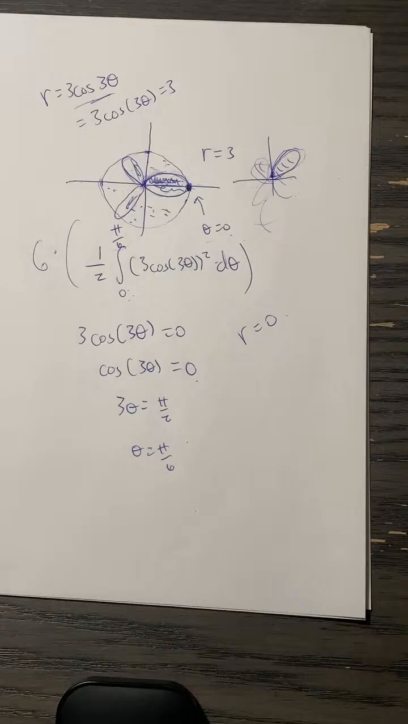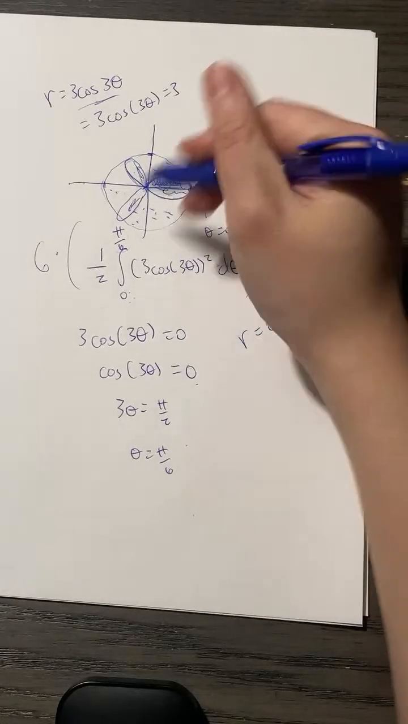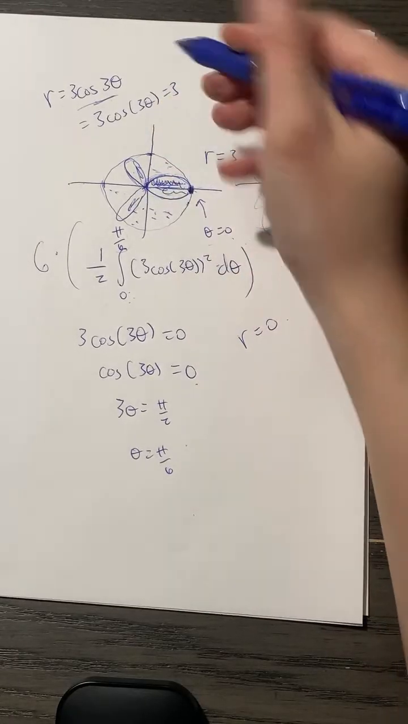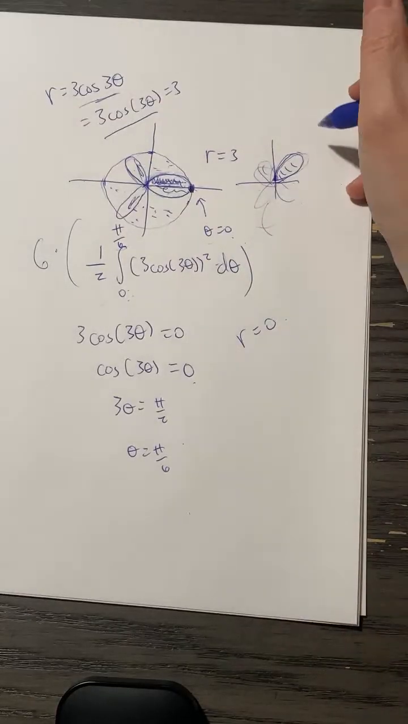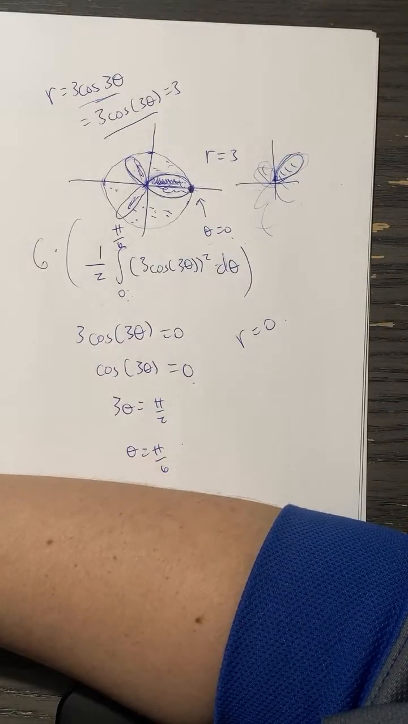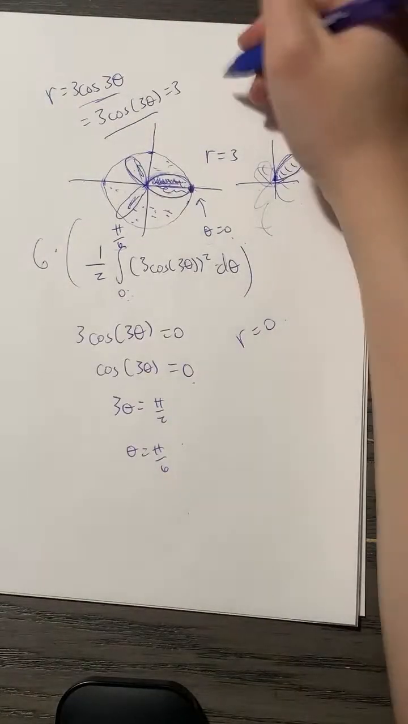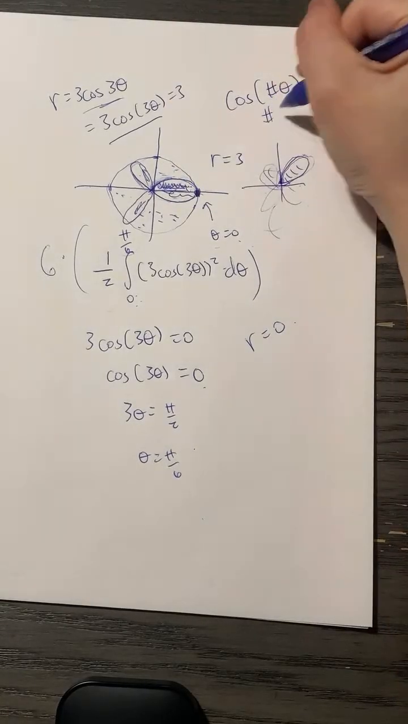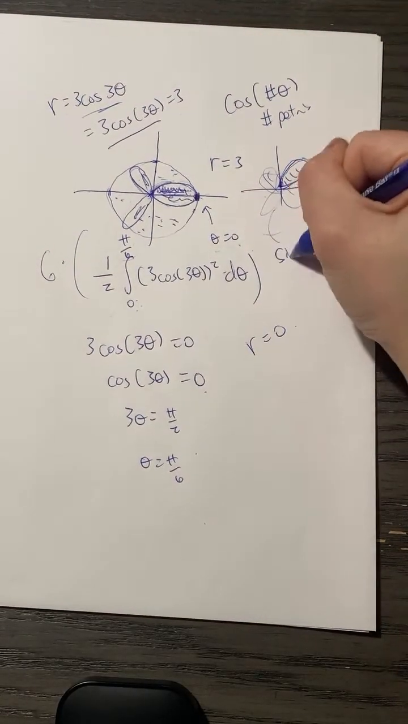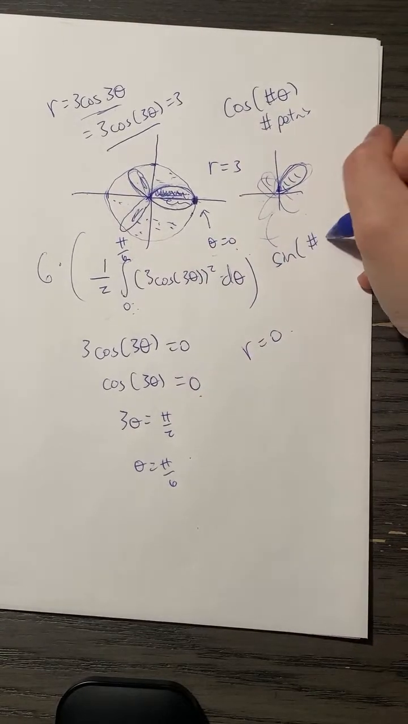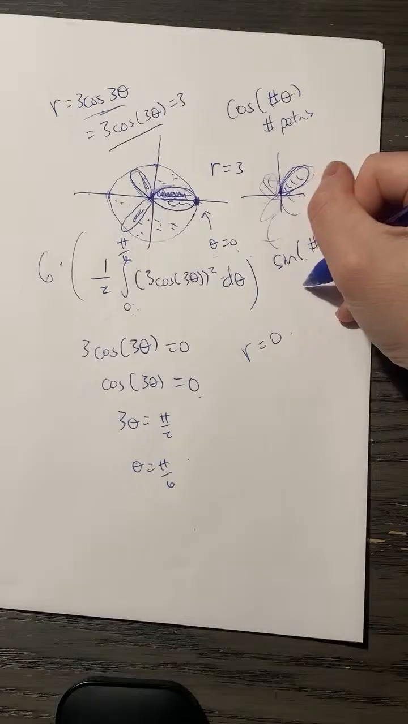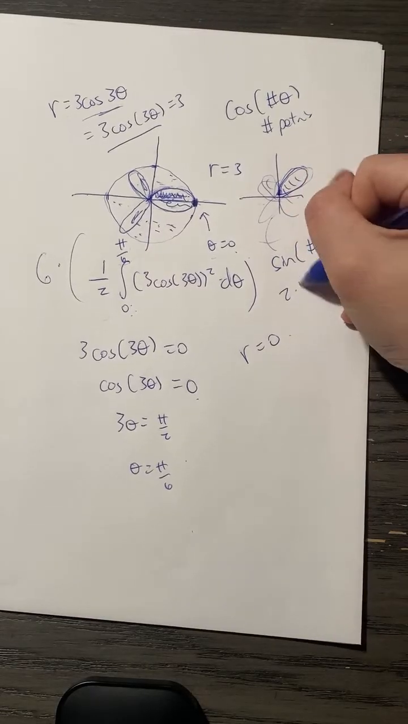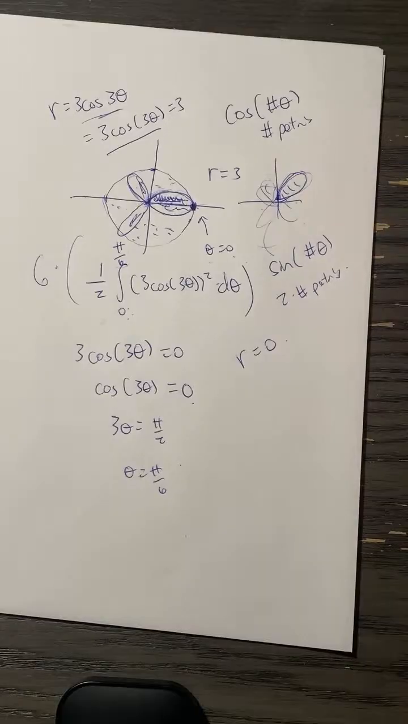I am reviewing my pre-calculus knowledge from a long time ago. I think it is true that 3 cosine of 3 theta draws 3 petals, and the reverse is true for sine. So cosine of number theta draws number petals, but sine of number theta draws 2 times the petals. But again, this is a very small question. I don't really care about this question.